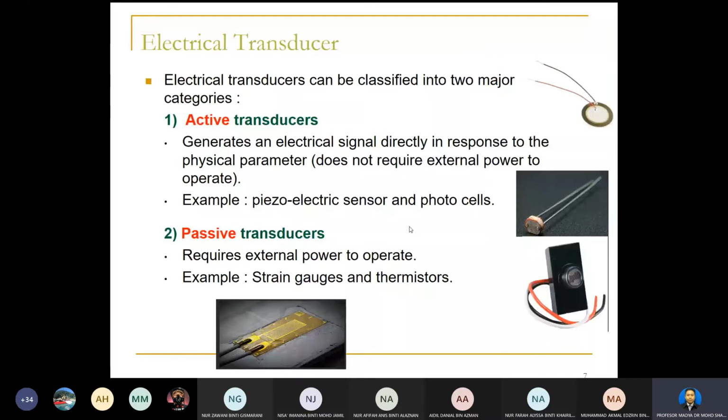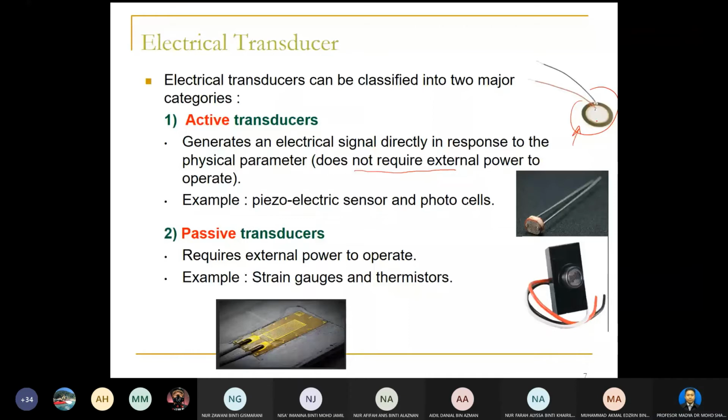So the electrical transducer can be classified into two major categories. First is the active and second is the passive. What is the active? What is the passive? Just remember this. Active does not require external power to operate, so it will operate automatically, no need for a power supply. An example of the active is the piezoelectric. It will function even without power.